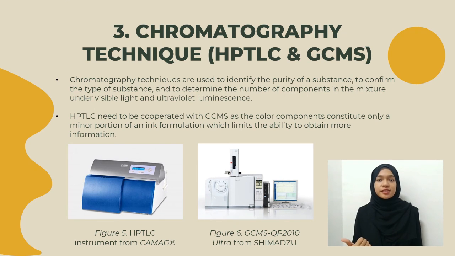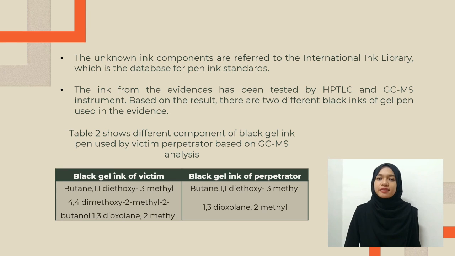Chromatography techniques such as TLC, HPTLC, and HPLC have been used to study the color components of ink. Generally, these techniques are used to identify the purity of a substance, to confirm the type of substance, and to determine the number of components in a mixture under visible light and UV luminescence. However, color components constitute only a minor portion of an ink formulation, which limits the ability to obtain more information. Hence, GCMS can be used due to its easy availability, causing less damage to the document, being highly sensitive, and low cost. Chromatography techniques are widely used as the unknown ink components are referred to the International Ink Library.